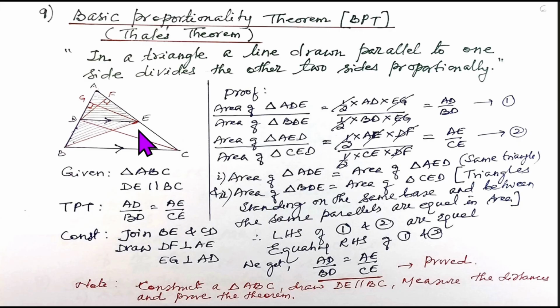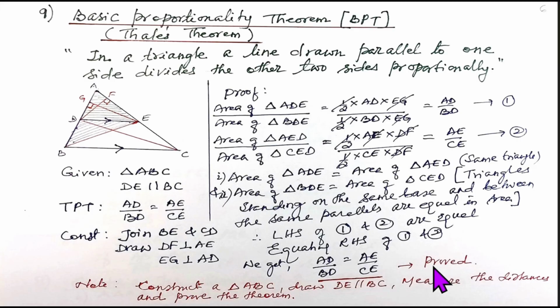We already learned this, that the triangles standing on the same base and between the same parallels are equal in area, and therefore the denominators of the two ratios here are also equal. That means the LHS of 1 and 2 are equal. Therefore we can equate the RHS, that is AD upon BD is equal to AE upon CE, and that is the proof of this particular theorem.